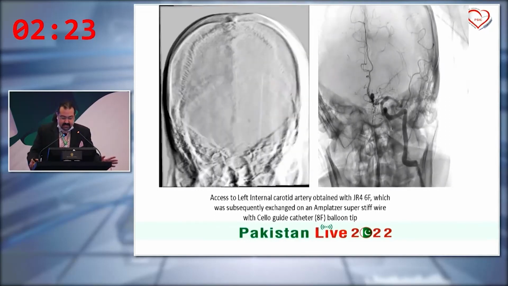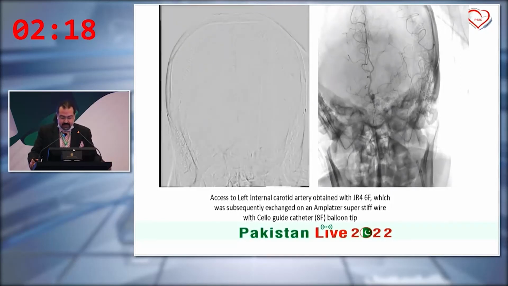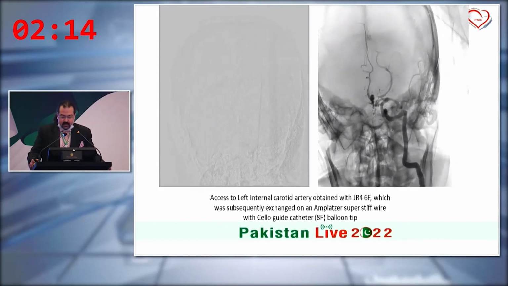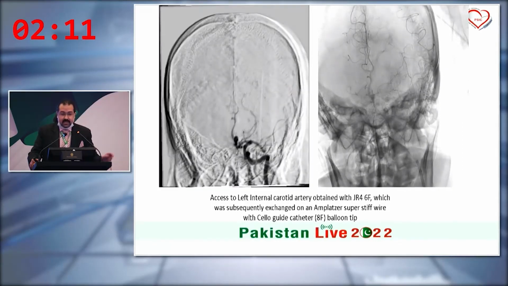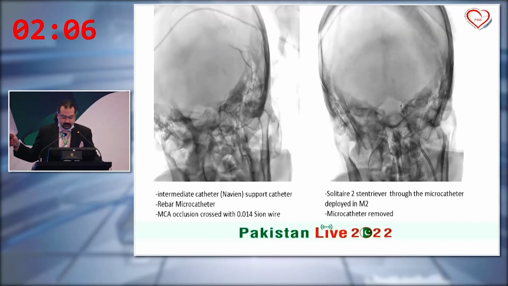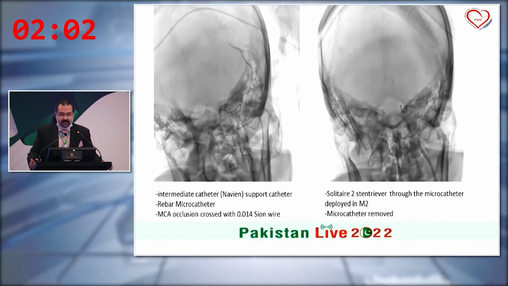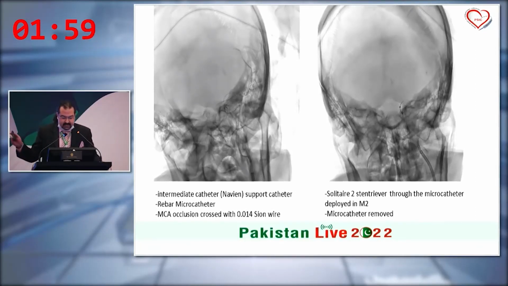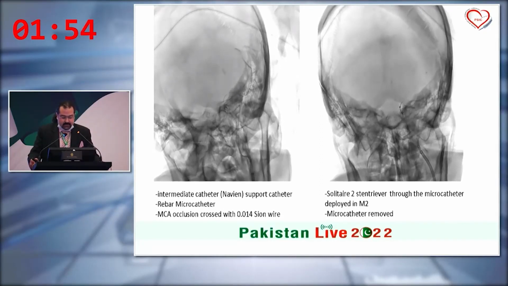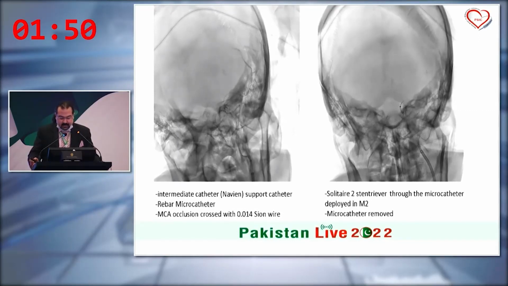So just to mention that the access to the left internal carotid artery was obtained initially with a JR 4 6 French, which was subsequently exchanged over an Amplatz superstiff wire with a Cello guide catheter 8 French, which has a balloon tip. Okay, so inside the Cello, we have taken the Navien support catheter that was our intermediate catheter, and it was advanced up to the level of the M1, and the lesion of the M2 was crossed with the Sion wire after taking a microcatheter, which was a Rebar microcatheter.